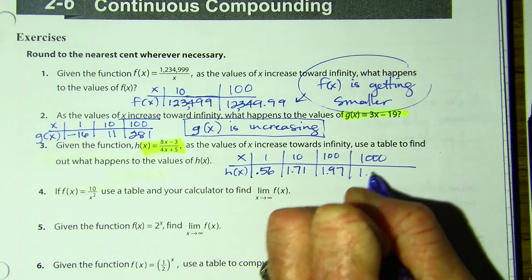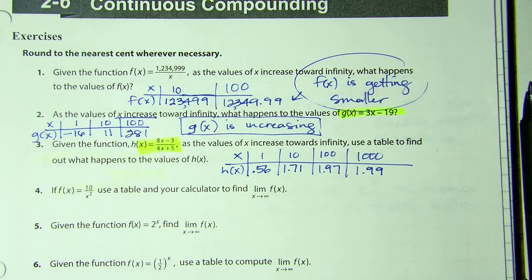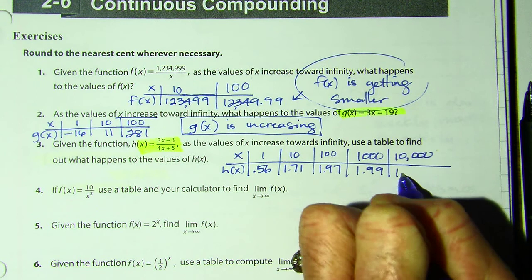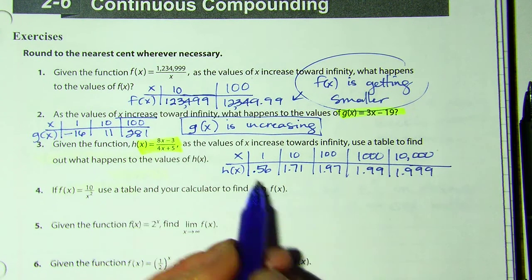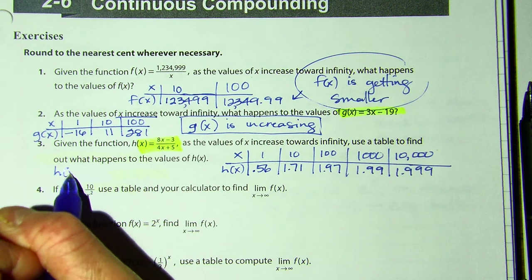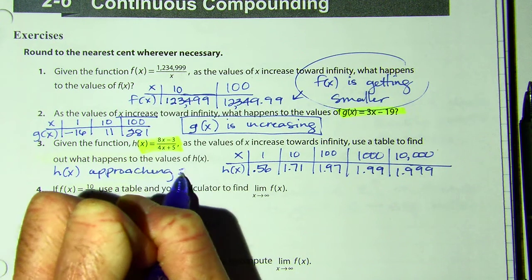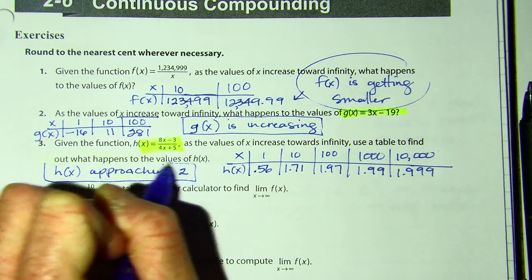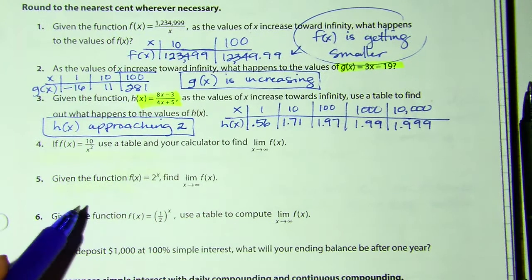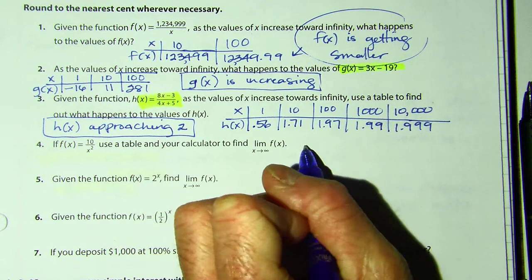And I got 1.99. So I can keep going, but it looks like my values are getting closer and closer. Like if you tried 10,000, I got 1.999. So these values are getting close to what number? It's getting h of x, I'm going to put is approaching 2 as my answer. It's getting 1.99999. It's pretty darn close to 2. So all of these are practicing that very thing. This is another way to write it. So this is looking for the limit.